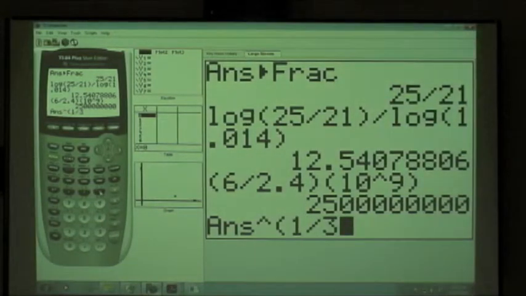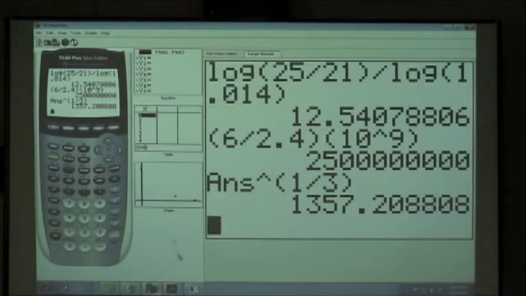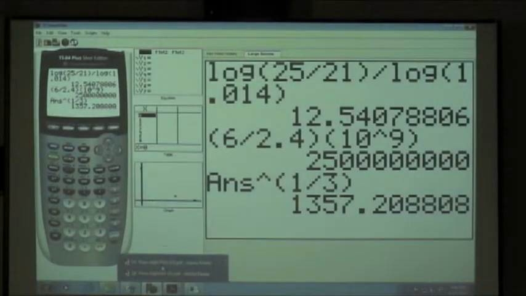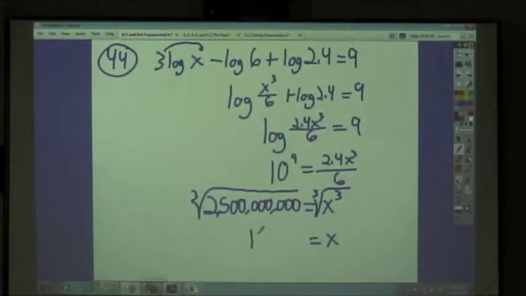I'm raising it to the 1/3 since I already have that in my calculator as 2.5 billion. That way I don't have to actually go in and type it again. I just raise it to the 1/3 power, and it's 1,357.21 approximately. Okay.